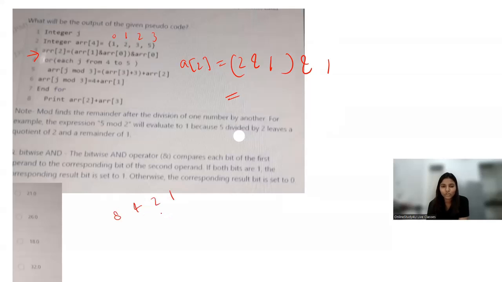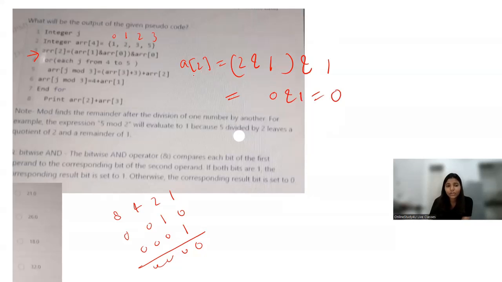So what is the binary code of 2? It will be 1, 0, and for 1 it is 0, 0, 1. So let's find out the AND. It will be 0, 0, 0 only, because there is a 0 in each position. So the answer will be 0. So array of 2 has been updated to 0. Right? I am writing here: array of 2 has been updated to 0.